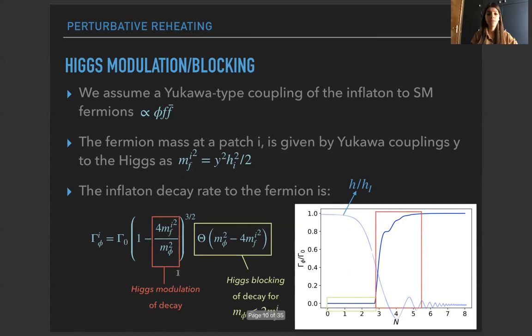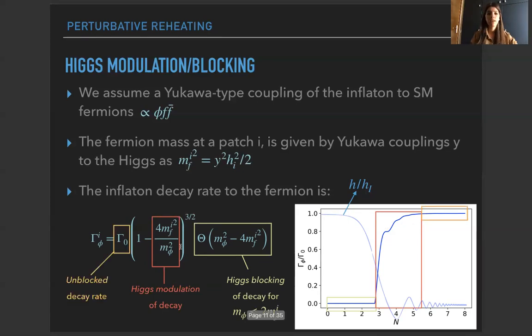Next we have the phase space factor over here, which also depends on the Higgs VEV through the fermion mass. And you can see that even in the absence of Higgs blocking, where the Heaviside theta function is 1, this will also make the decay rate space dependent. This is the region over here where the Higgs has decreased significantly so that blocking can be lifted, but it still modulates the decay rate quite a bit.